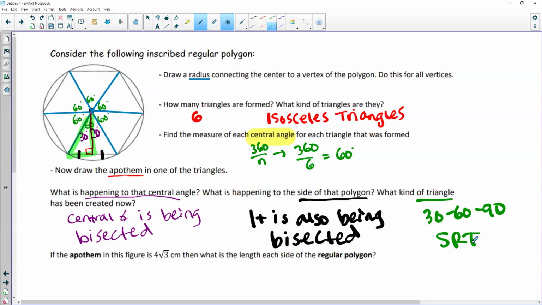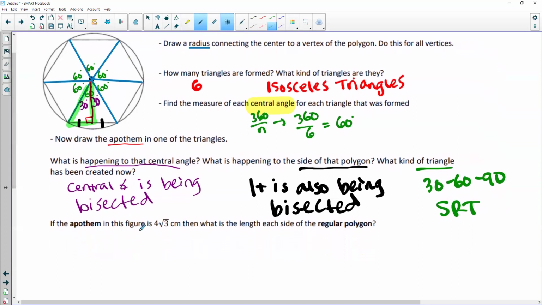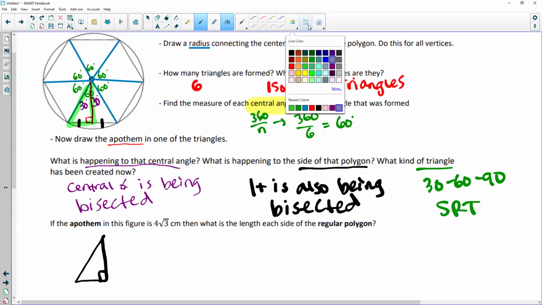So now the question becomes here at the very end, this is the buildup, and this is ultimately what we're going to end up doing. It's asking us if the apothem in this figure is 4 square root of 3, then what is the length of each side of the regular polygon? So let's work with this triangle that we have here. This triangle that we have here is a 30, 60, 90. And we see here that if they're asking us for each side of the regular polygon, and let me do this in a different color here.